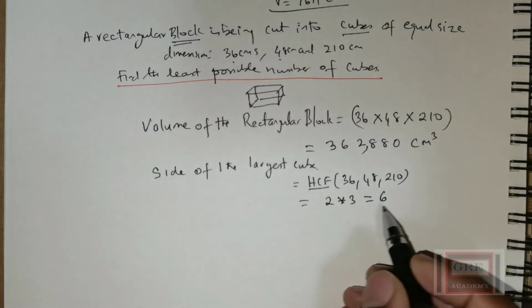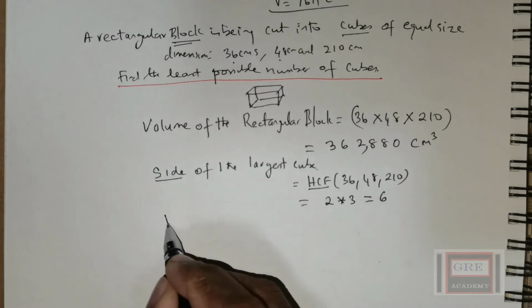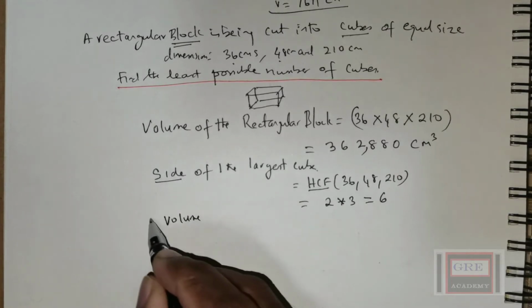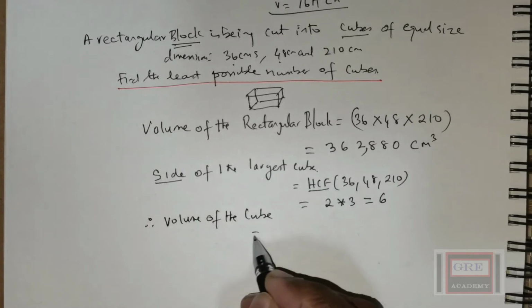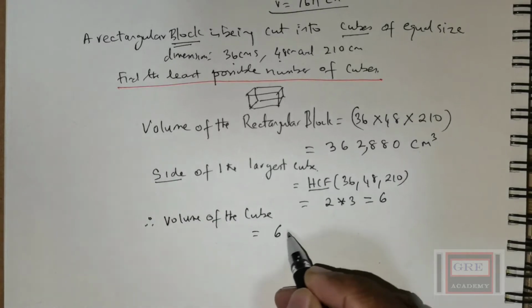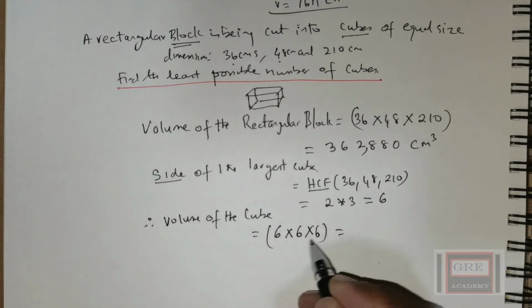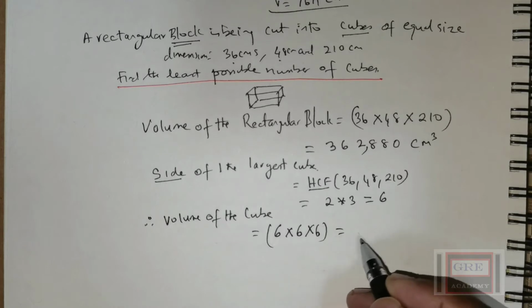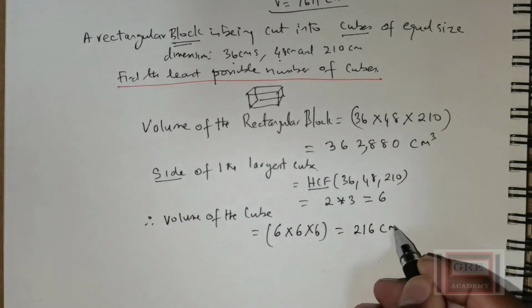Now, since we have obtained the side of the largest cube, we need to find the volume. Therefore, the volume of the cube, that would be 6 multiplied with 6 multiplied with 6. This is 36 times 6, and that would give us 216 cm cubed.